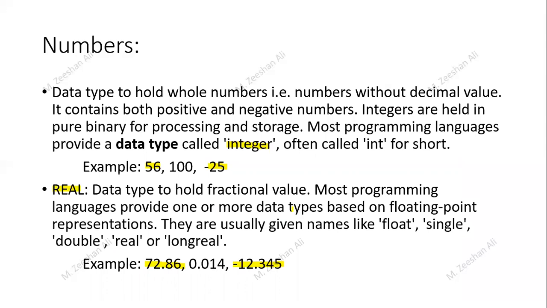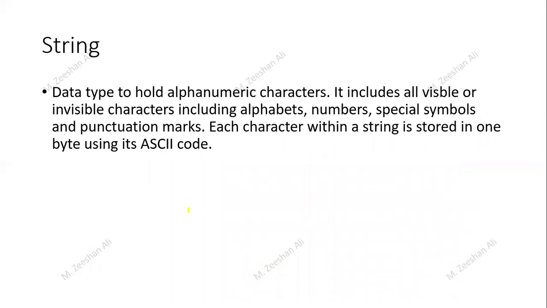Okay, so if we are using the correct data types, our program is going to be efficient. It will work faster, and our internal memory is not going to be flooded. So the first data type was integer, and the second data type was real, and they both are used for numbers. The difference is that integer stores whole numbers, and real stores decimal values. Let's move further. The third data type is string.